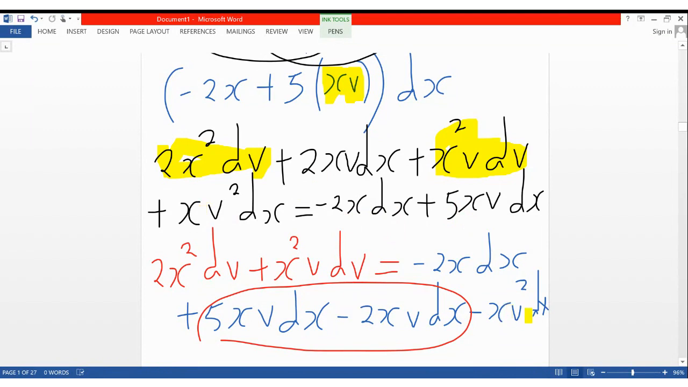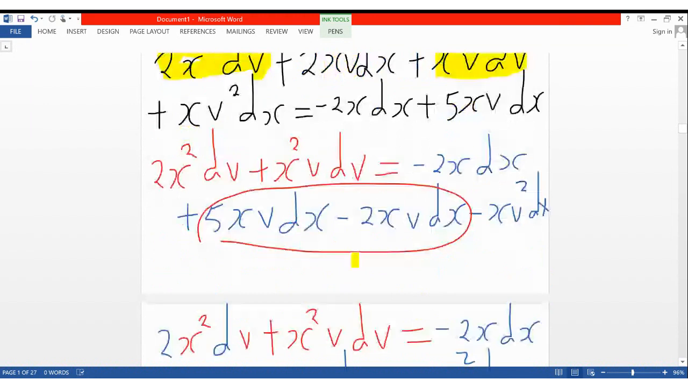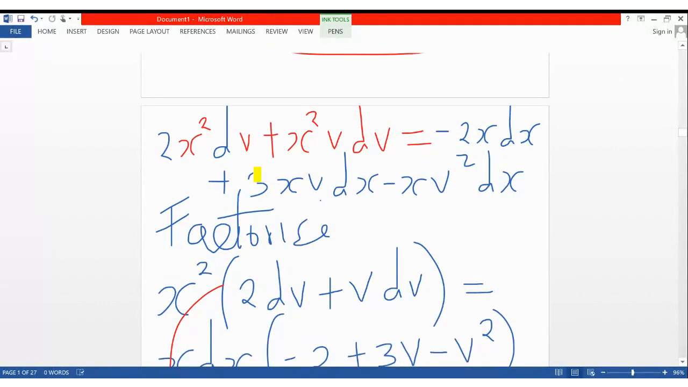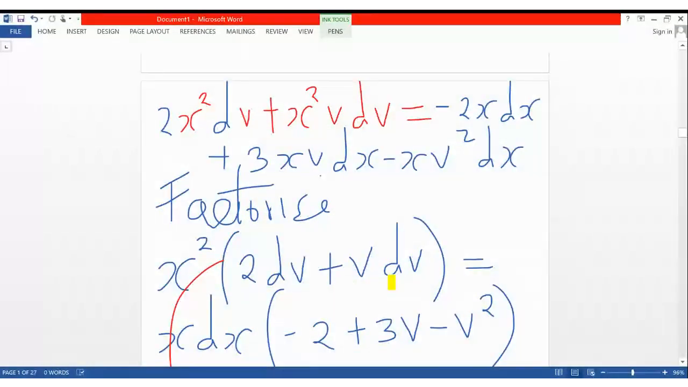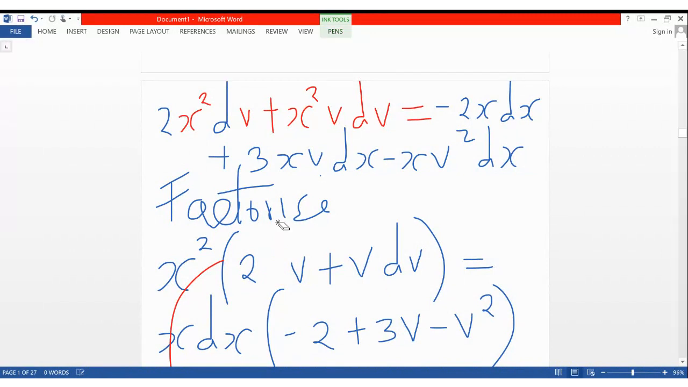Then whatever I've circled here, these two terms are identical. So 5xv minus 2xv will remain with what? 3. When you do that subtraction, you remain with 3xv. The same thing that I have here. Then I was able to factorize. So you factorize here, what is common, we have x squared and dv. So you can easily factorize even the dv here. You don't need this one here.